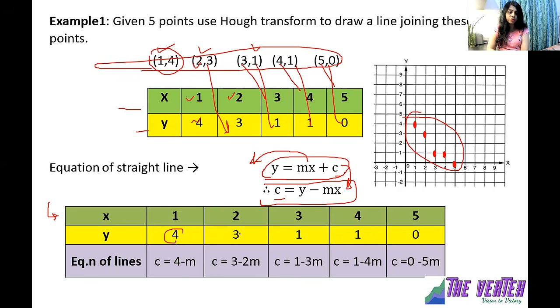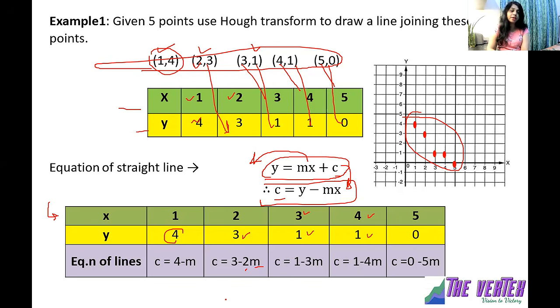Now for this, c equals y minus mx. What is y? y is 3 minus m. m is unknown, x is 2. So 3 minus 2m. Then again, c equals 1 minus 3m. Then c equals y minus mx, x is 4. So it is 1 minus 4m, and so on. This is how you have to complete this table.